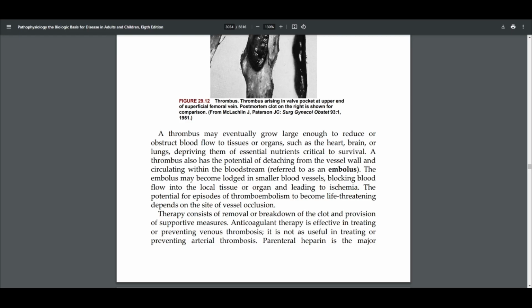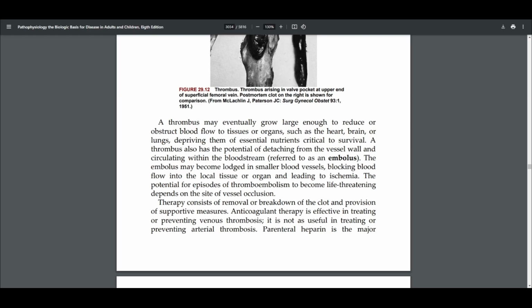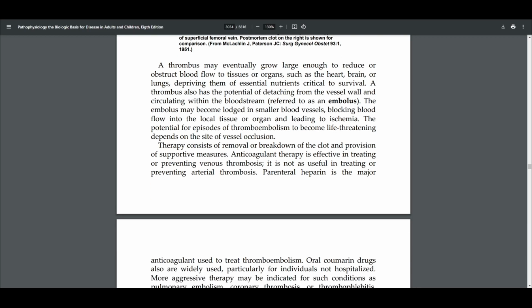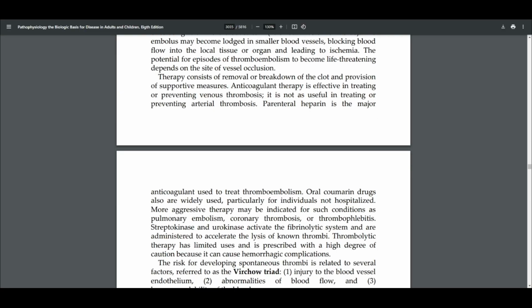A thrombus also has the potential of detaching from the vessel wall and circulating within the bloodstream, which is considered an embolus. The embolus may become lodged in smaller blood vessels, blocking blood flow into the local tissue or organ and leading to ischemia. The potential for episodes of thromboembolism to become life-threatening depends on the site of vessel occlusion. Therapy consists of removal or breakdown of the clot and provision of supportive measures. Anticoagulant therapy is effective in treating or preventing venous thrombosis. It is not as useful in treating or preventing arterial thrombosis.